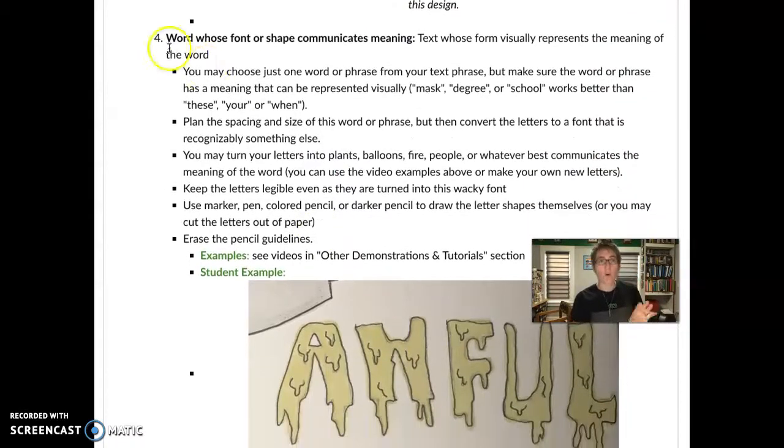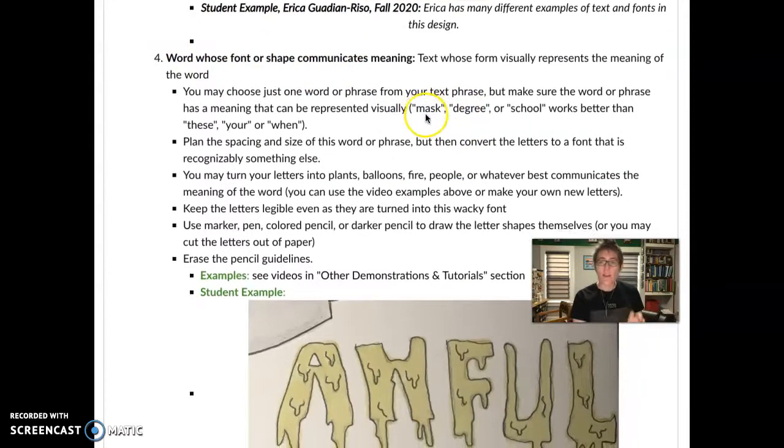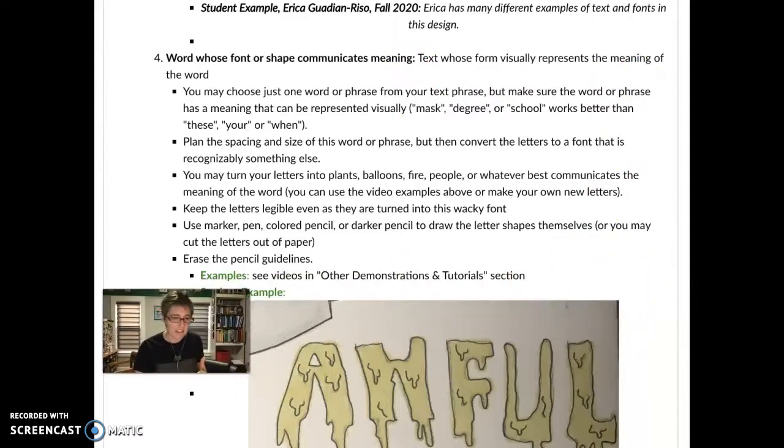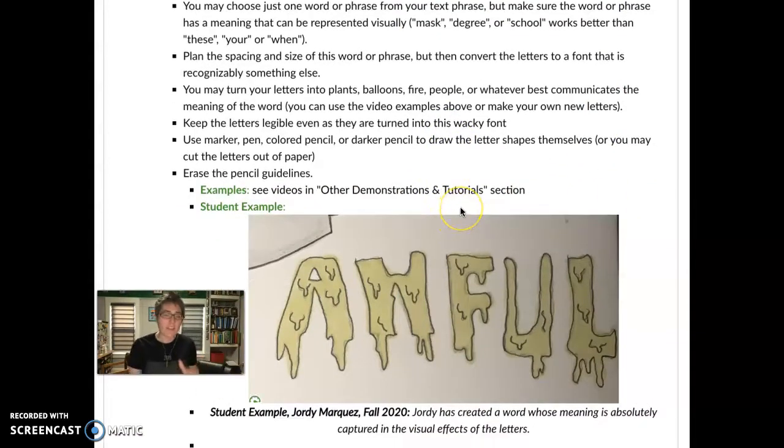Number 4, a word whose font or shape communicates meaning. So this is, again, just one word, and it's got to be a word that means something. So "the" won't work. Awful is a word that really gives us a sense of, like, we feel, oh, this is awful. And this particular one, Jordy's done a great job here of creating an awful, disgusting, creepy font, right? The words themselves communicate the meaning.